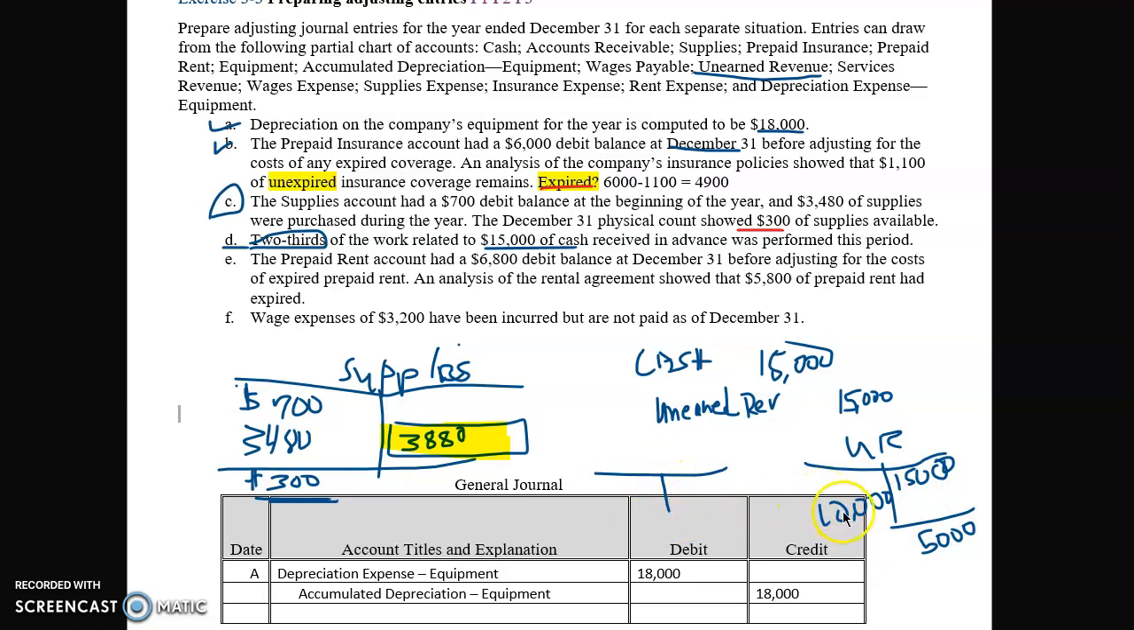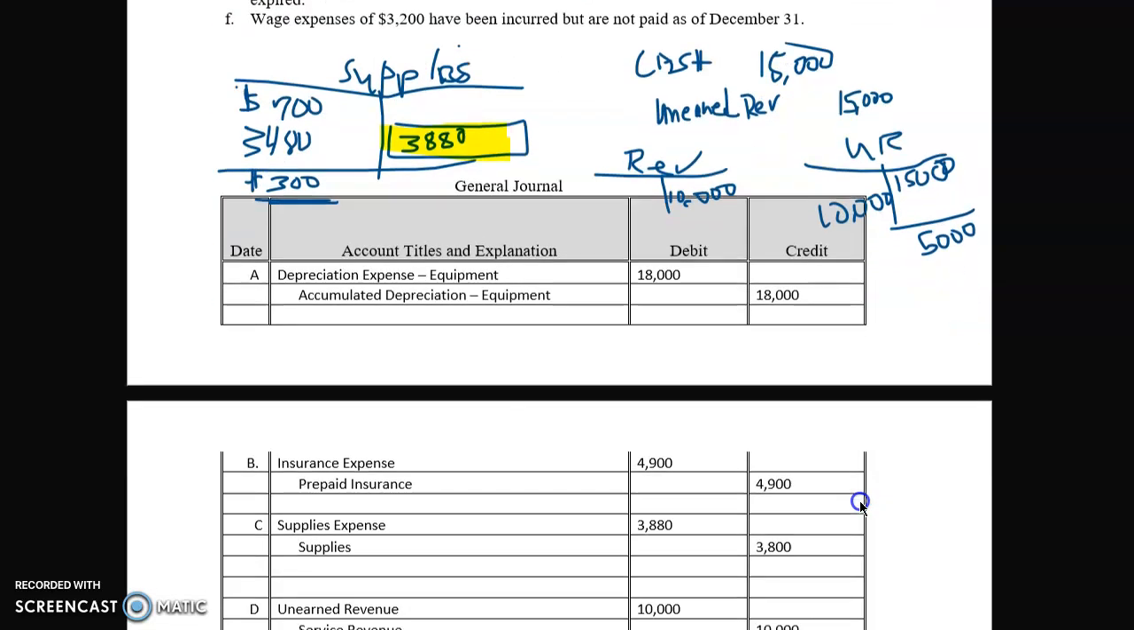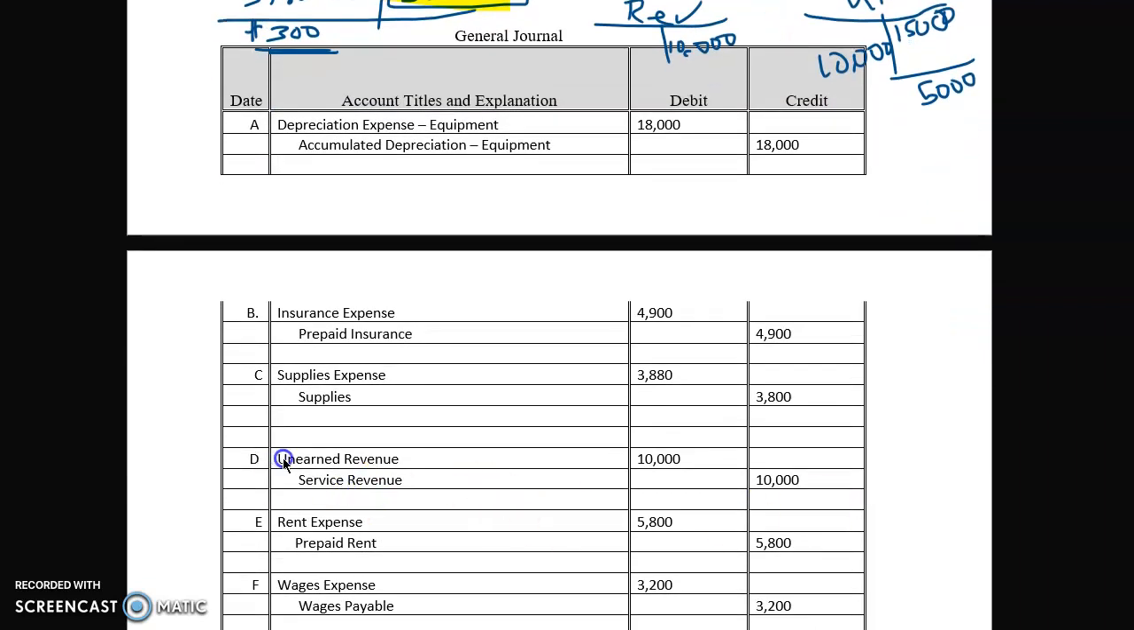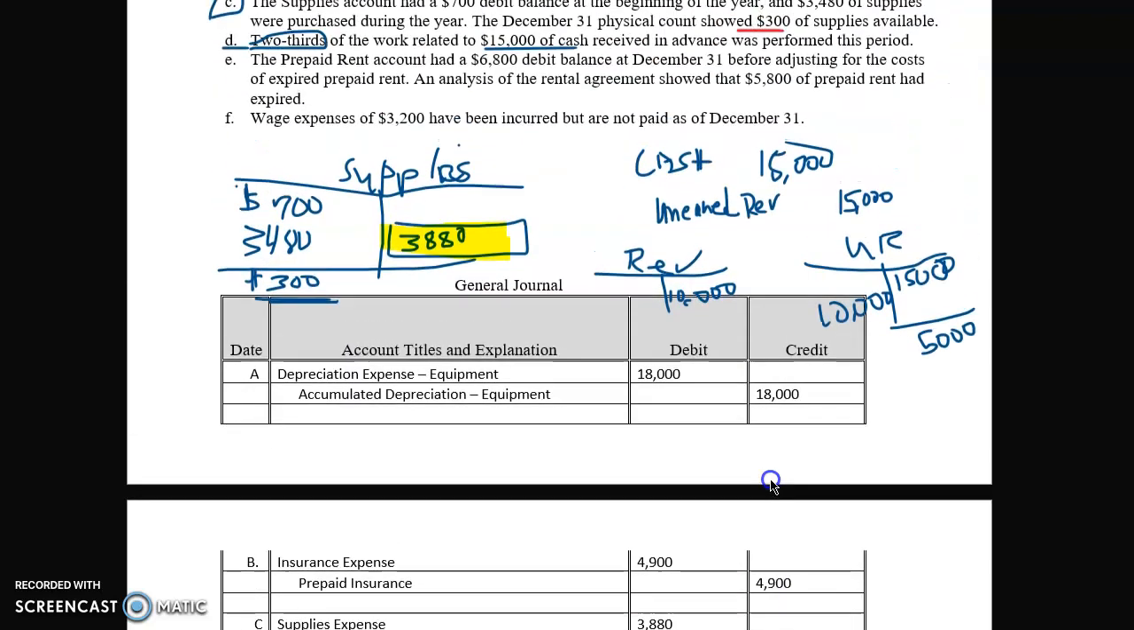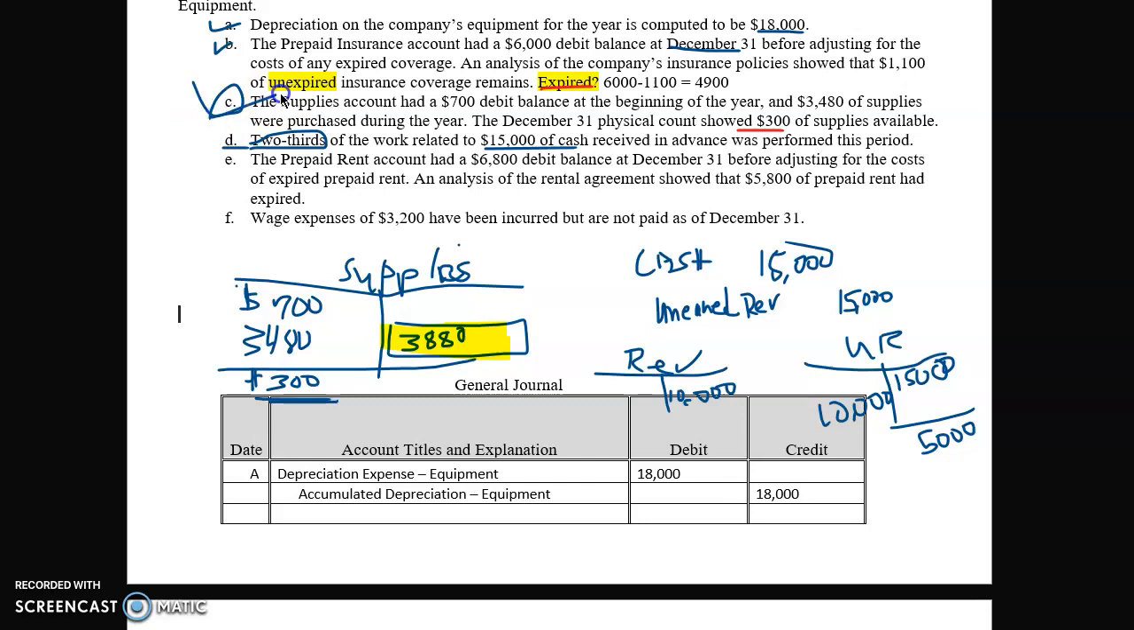So they'll debit unearned revenue and they'll credit revenue for that 10,000. Again, they've already been paid. We just never booked it in as income until the work was done. All right. So revenue will be credited for 10,000 and unearned revenue will be debited for 10,000. So debit unearned revenue 10,000, credit service revenue 10,000. I think after this they're all going to be pretty easy.